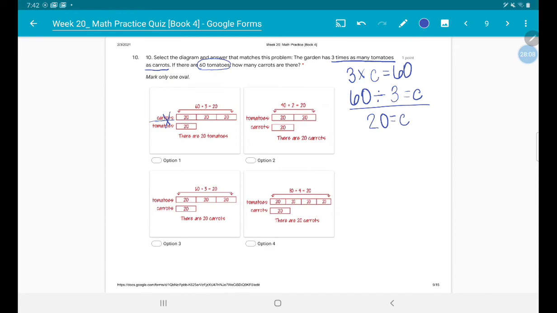If I look over at option 2, it starts with 40 and 2 groups, and that's not anywhere in our problem, so that's not a correct option. I'm going to move down to option 3. Option 3, I have 3 groups of 20 tomatoes, which would be 60. 60 divided by 3 equals 20, and it says there are 20 carrots. Option 3 is the correct answer.